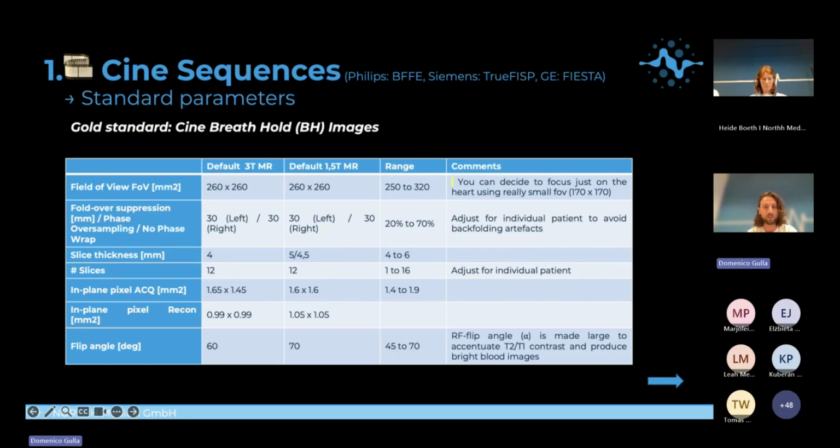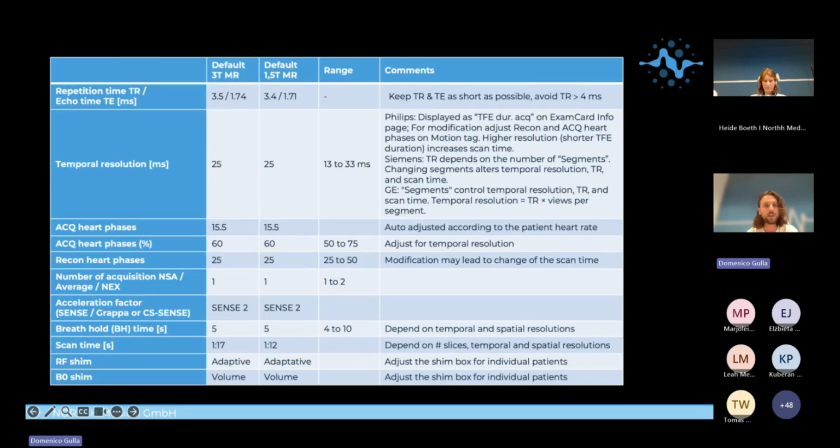Sometimes I get requests because someone wants a specific field of view and someone wants to improve the spatial resolution. We have standard protocols, but everything is always in continuous improvement. I'm really happy, and I would love to share the exam card and support if someone needs it. Here is an example.